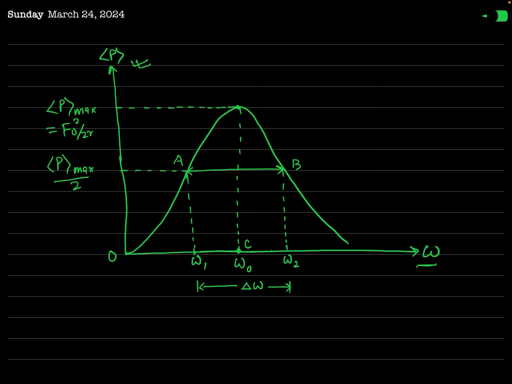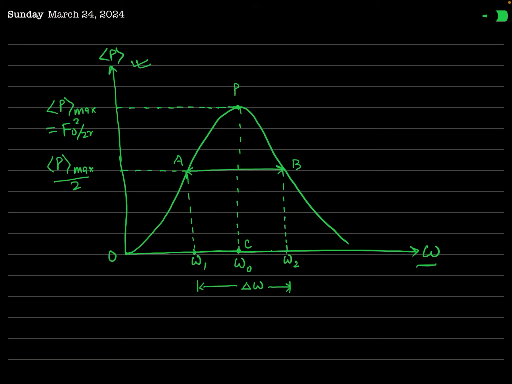Corresponding to this omega naught, there is only one point corresponding to which the power extracted is maximum. But except for this omega naught, whenever you talk about two frequencies, let us say frequency omega 1 and frequency omega 2, you can see that corresponding to omega 1 and omega 2 there is the same value of P.